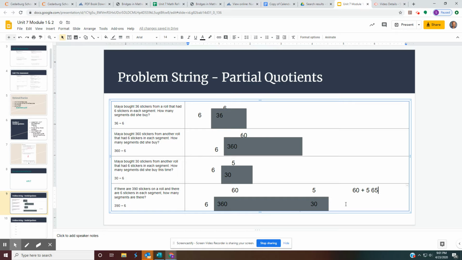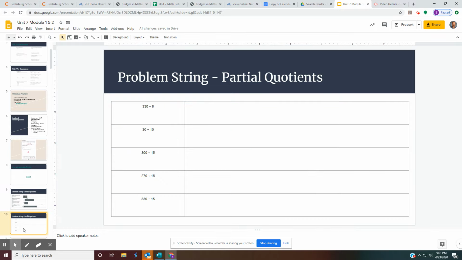All right, so now let's go ahead and take a look at our next set of problem strings. Okay, we're going to need your notebooks out. Go ahead and write these down with us. You should have been following along and writing these down. Obviously, problem strings are not new for you, but let's take a look at this. So knowing what we know, how can we do 330 divided by 6? Go ahead and stop the video and finish the rest of this one.